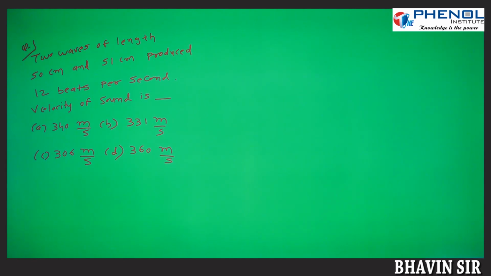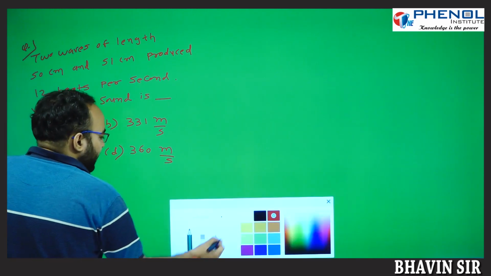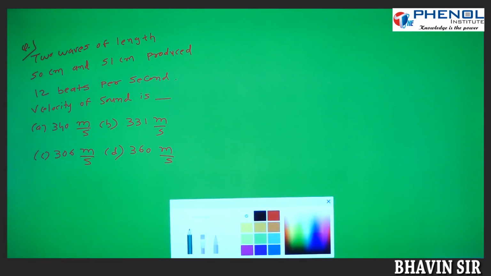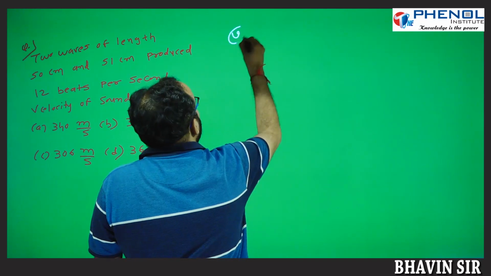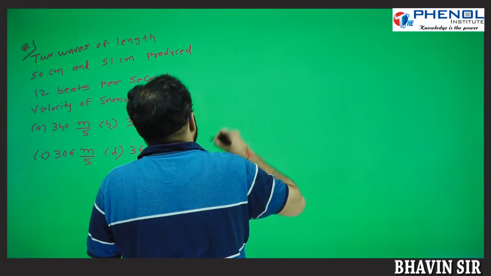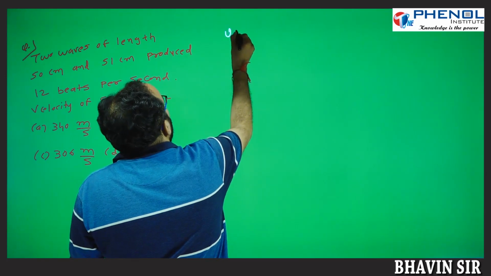The two waves of length 50 centimeter and 51 centimeter produce 12 beats per second. We want to find the velocity of sound. So how to find it? See, what is the formula of beats?